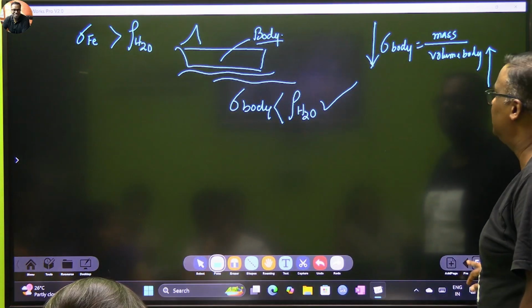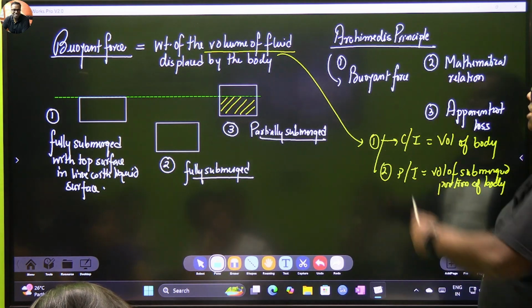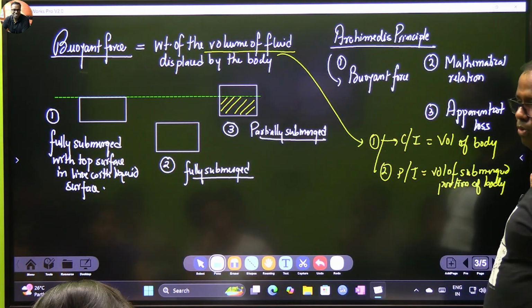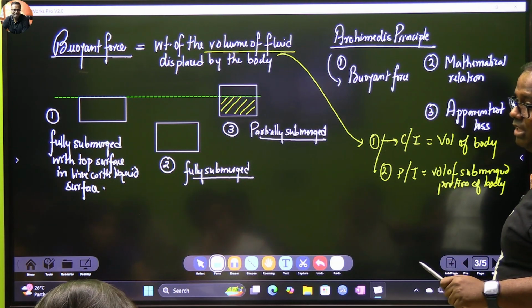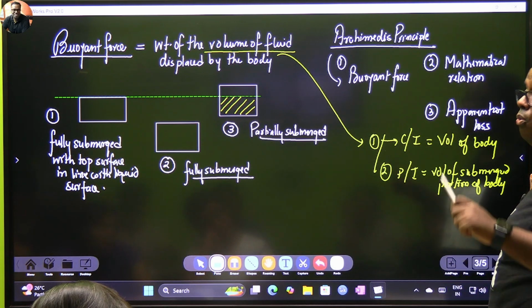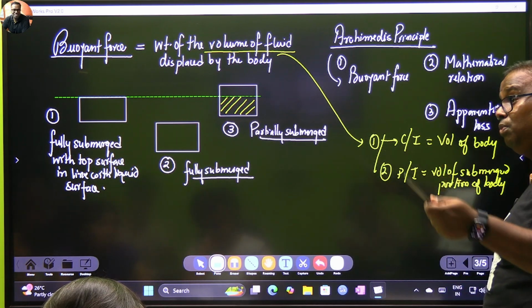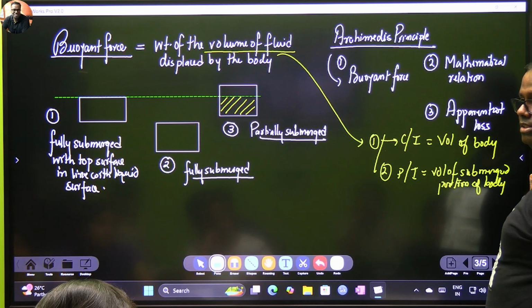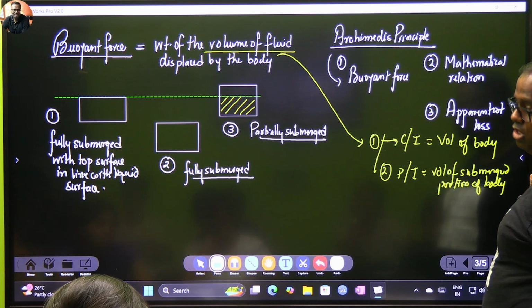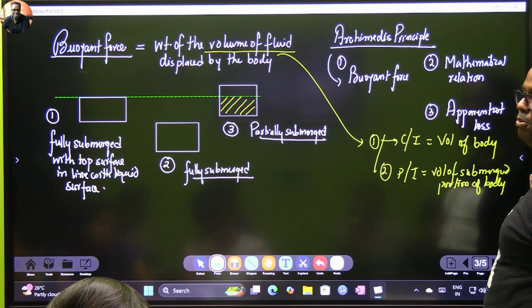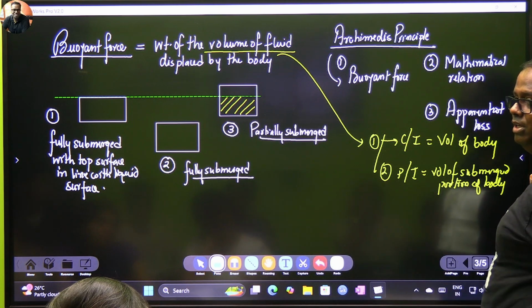So we go back to Archimedes principle. I said Archimedes principle will tie me with buoyant force, which is now very clear. He says that the buoyant force is equal to weight of the volume of the fluid displaced by the body, not the weight of the submerged portion of the body, weight of the volume of the fluid.